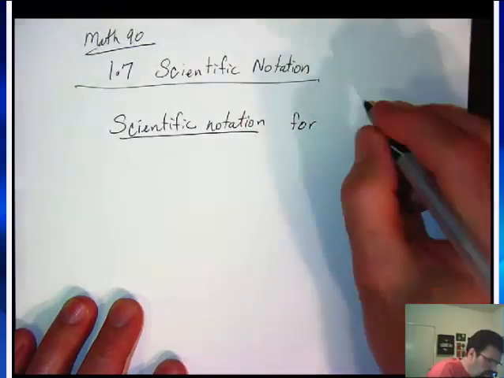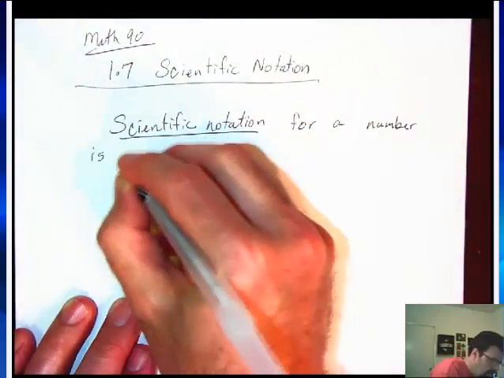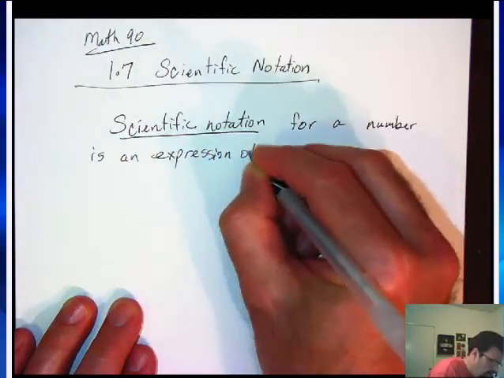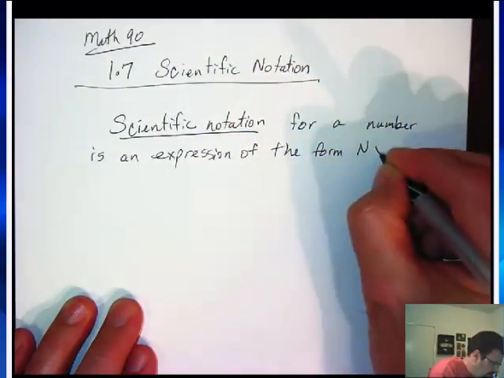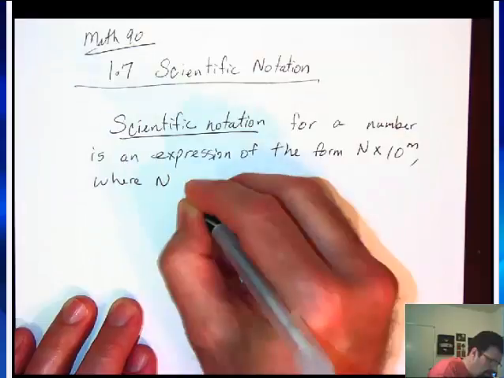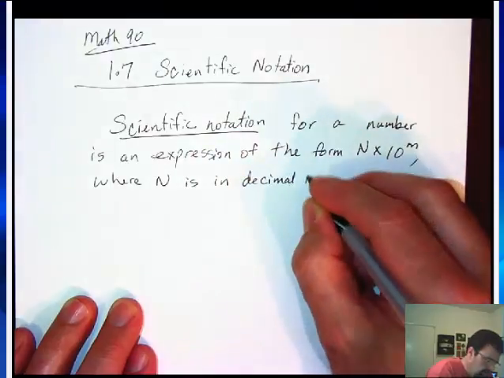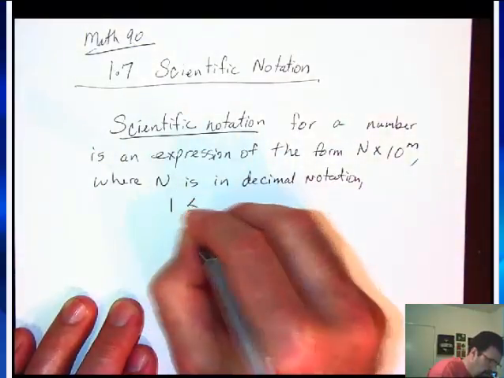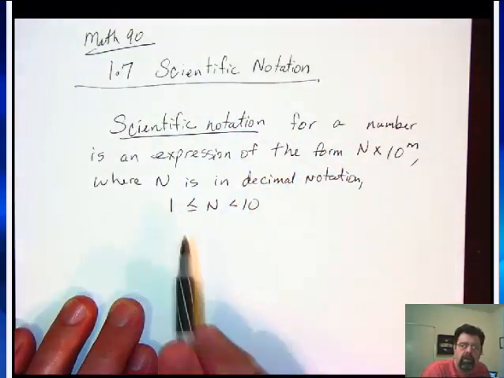Scientific notation for a number is an expression of the form n times 10 to the m, where n is in decimal notation, and n is between 1 and 10. It can be equal to 1 but not equal to 10.